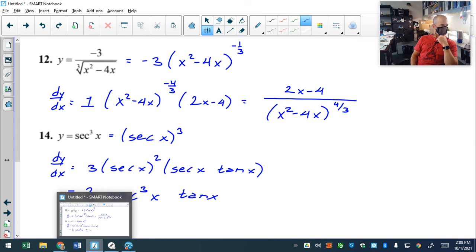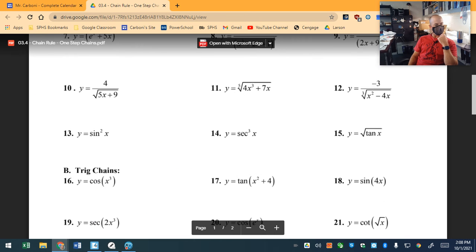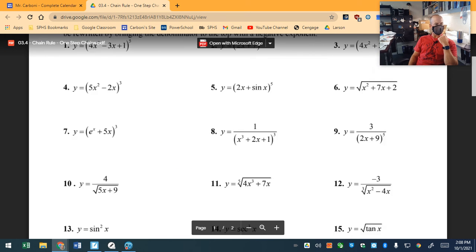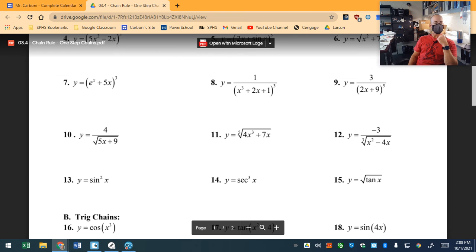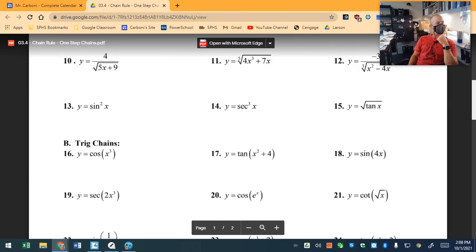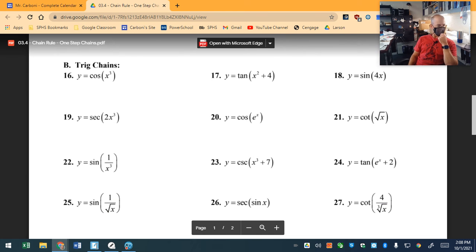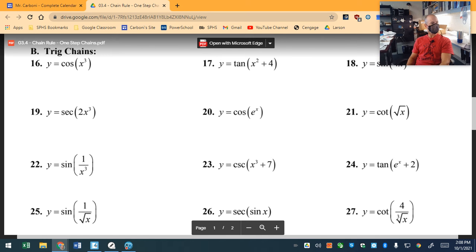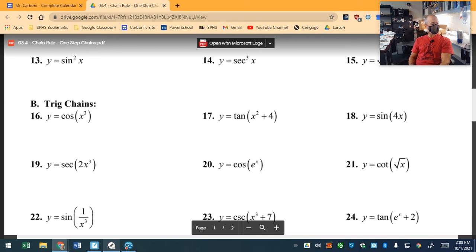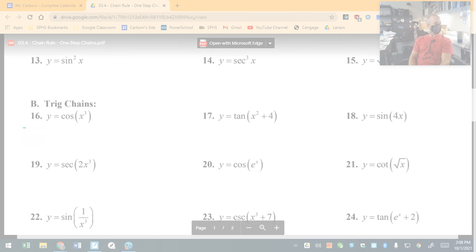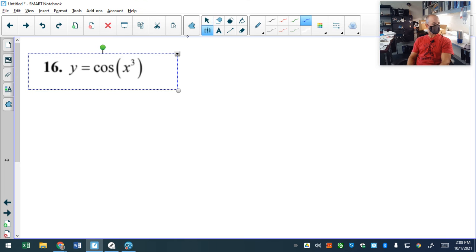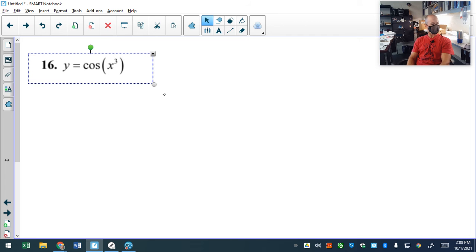Let's see, what next? What about do we have any more in this first block, numbers 1 through 15? Okay. What about the trig? 16? Did I hear 16? And you do need to know all those trig derivatives. We will be using them literally for the rest of the year.